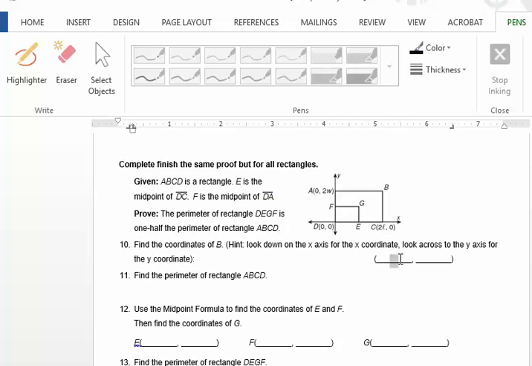So the first part here is going to be 2L. And to find the y value, you go straight across and you'll get the y value from this one here. And that'll be the y value.